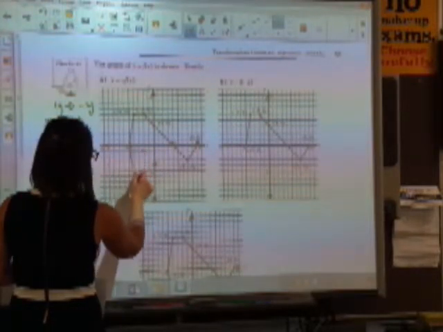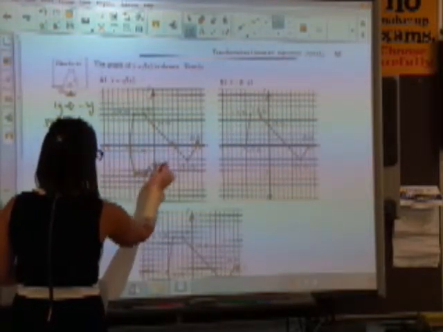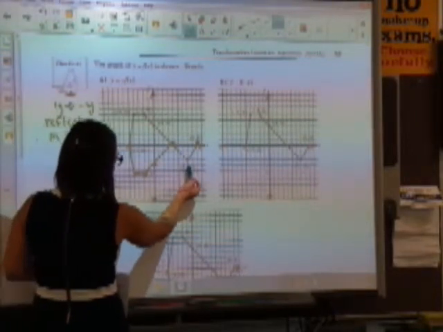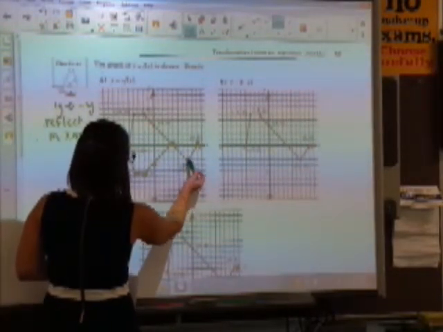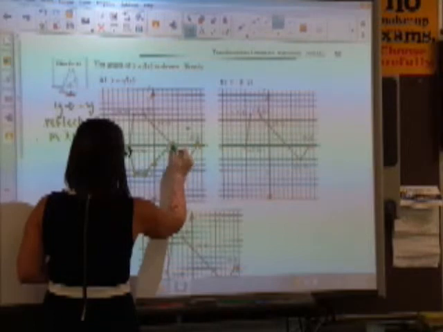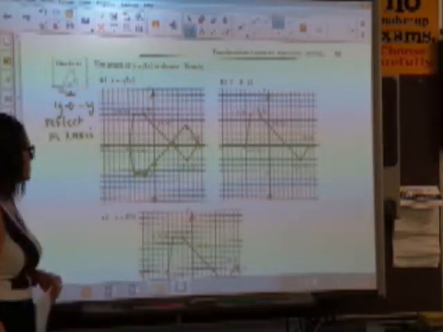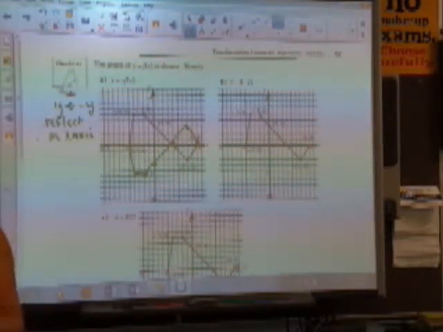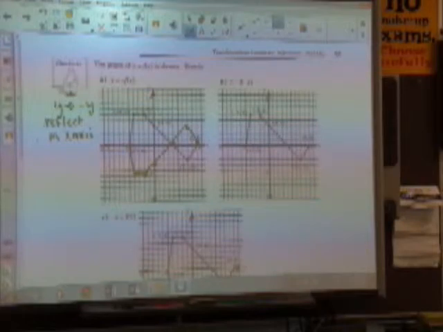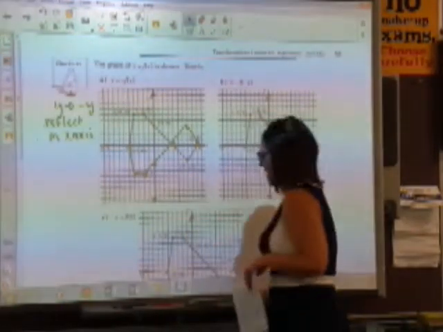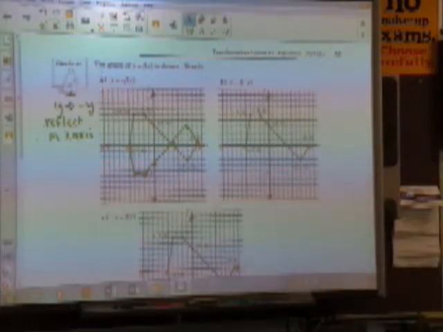So there's the first part of my graph. And then this 7 and negative 3 becomes 7 and positive 3. And then I take a look, does this graph look like it's been reflected in the x-axis now? Yes. Okay, so I'm going to give you a couple of minutes. I want you to try to do B and C on your own.